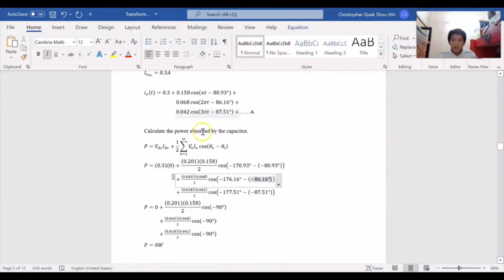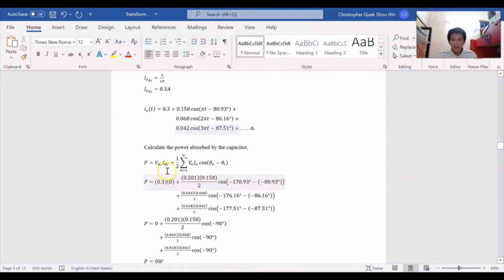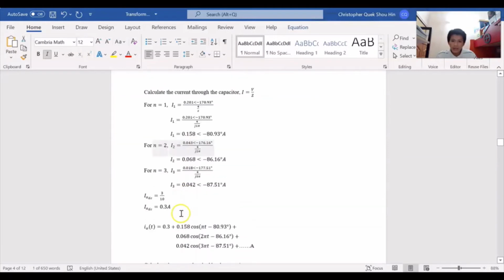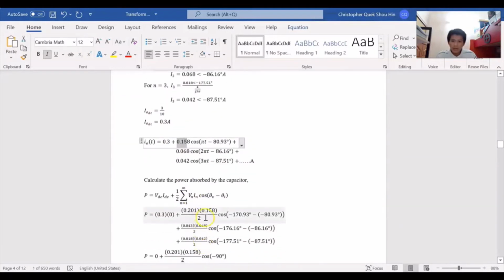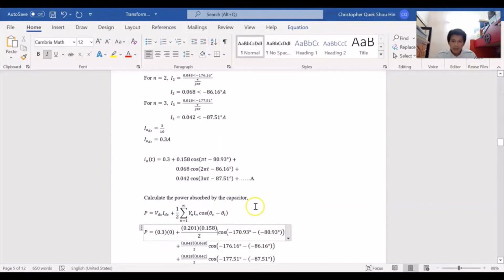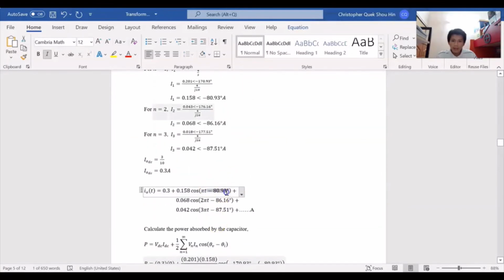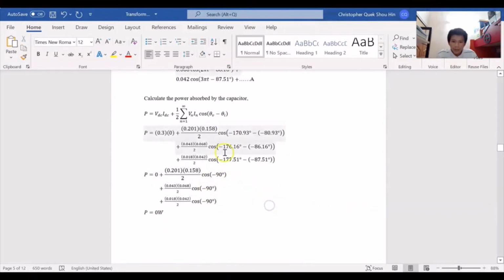So next we calculate the power absorbed by the capacitor using this general formula. So for VDC and IDC we substitute the values that we calculated before. And this is the VN and IN over 2 times cos(theta V minus theta I). So theta V is the angle for voltage, and theta I is the angle for current. Okay, we repeat for N equal to 2, N equal to 3, same procedure.